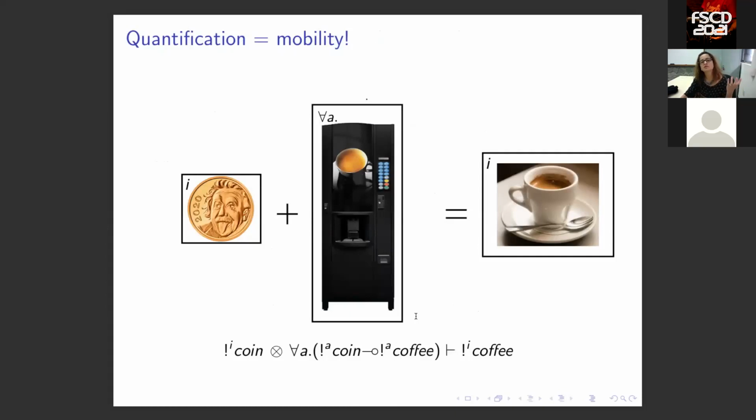But it would be nice if we could have a coffee machine everywhere, right? And we could reason about this. So if I have a coffee machine everywhere and I have a coin here, I should have a coffee, right? So this is the way we do it. We proposed a way of having quantification over sub-exponentials, or over locations, or over multimodalities. And in this way, we have a notion of mobility. So now the coffee machine is moving towards places. So now if I have a coin here and everywhere I have a coffee machine, then I have a coffee. And this is interesting as well.